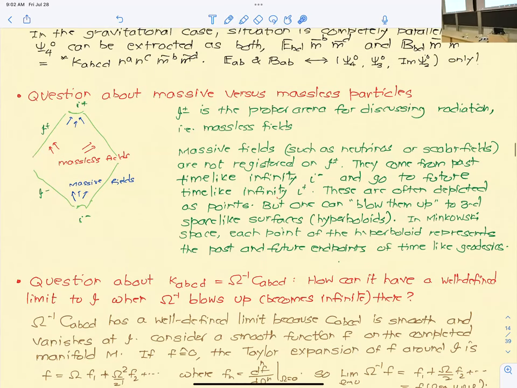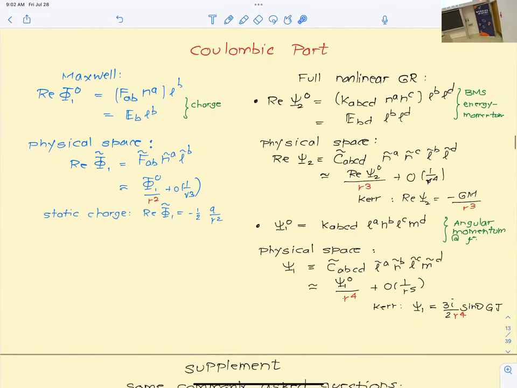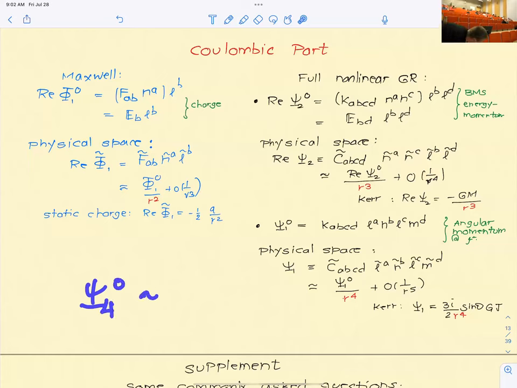In gravity, we saw that, in full nonlinear general relativity, we got psi 4 naught, which falls like 1 upon r. And last time, a question was asked about why do we call psi 4 naught the radiation field, and why not psi 3 naught, and so on. I tried to explain that psi 4 naught is a completely freely specifiable data. But more than that, the main point is that psi 4 naught falls like 1 upon r, and psi 3 naught falls like 1 upon r squared.